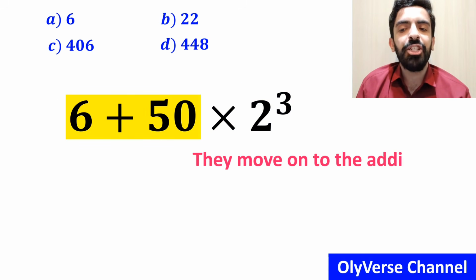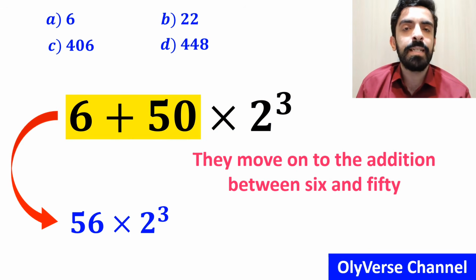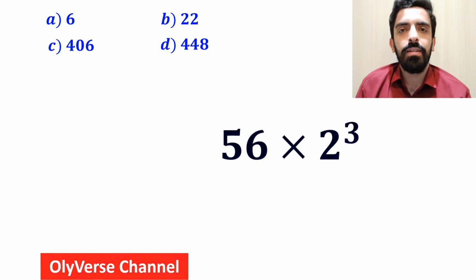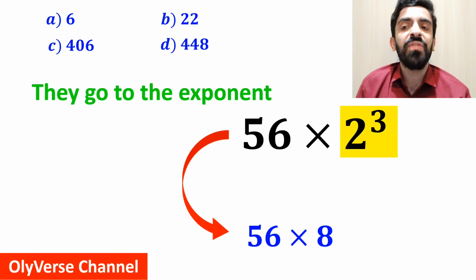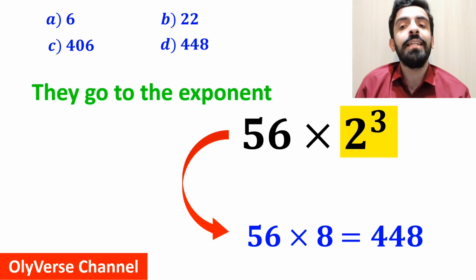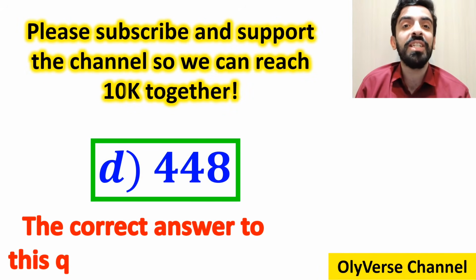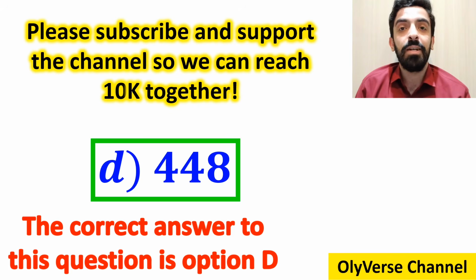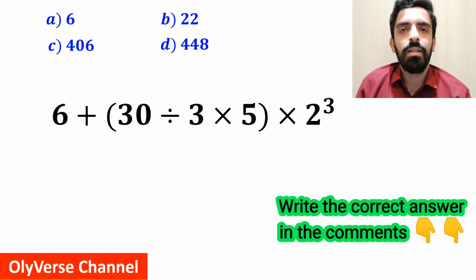Then, they move on to the addition between 6 and 50 and write this expression as 56 multiplied by 2³. And the final step, they go to the exponent and replace this expression with 56 × 8, which finally gives them the answer 448. And immediately, they conclude that the correct answer to this question is option D. But I have to say, we were tricked and it's not the correct answer to this question.